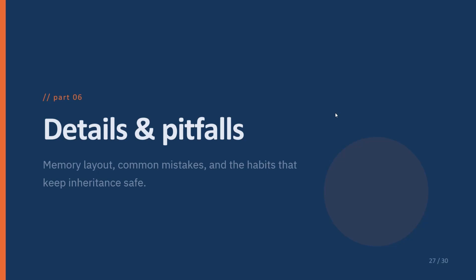Some of the common things to be discussed: we have to be very careful with non-virtual destructors, and second is object slicing. If a derived object is assigned to a base object by value, only the base portion is copied. We have to keep these things in mind. And finally, do not overuse inheritance. Inheritance should represent a genuine is-a relationship. If the relationship is not truly is-a, composition may be a better design choice.